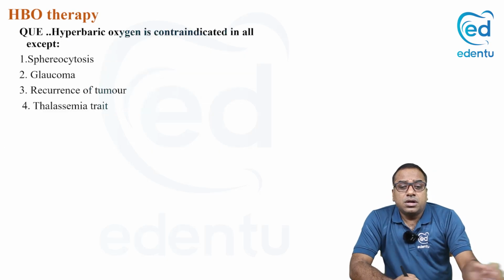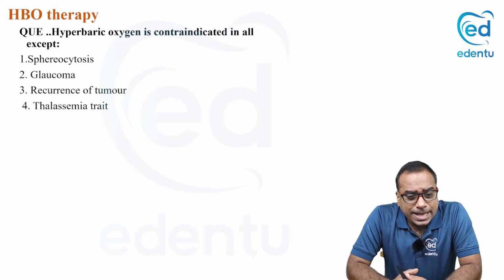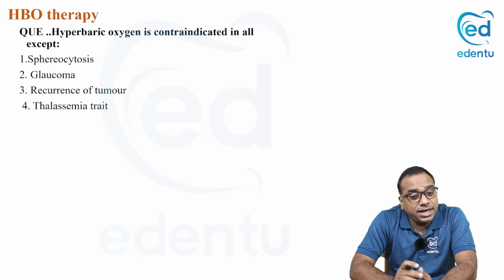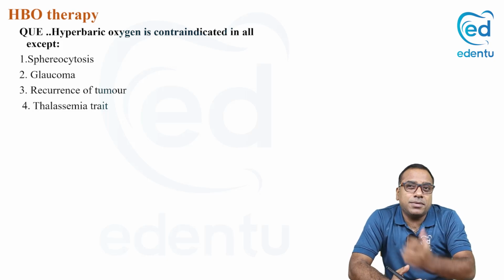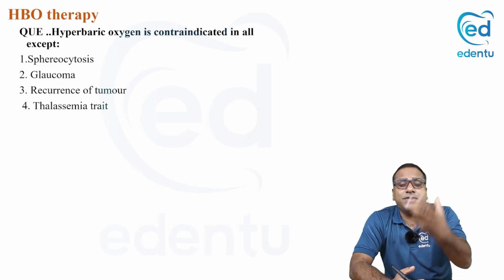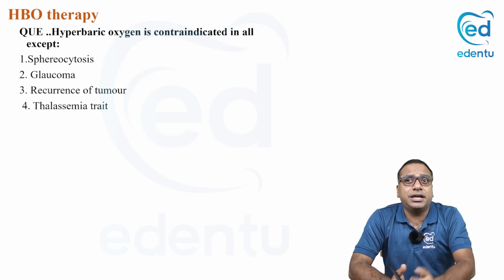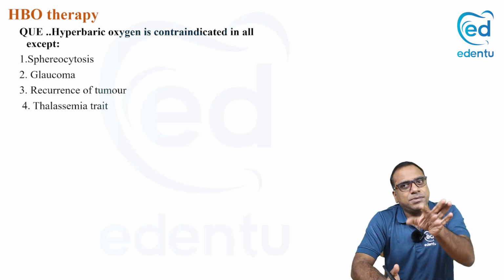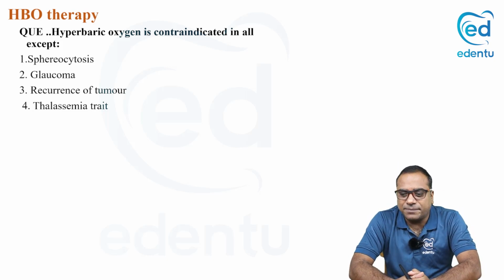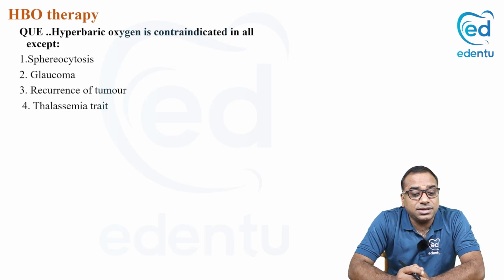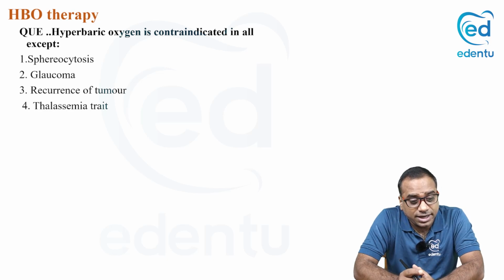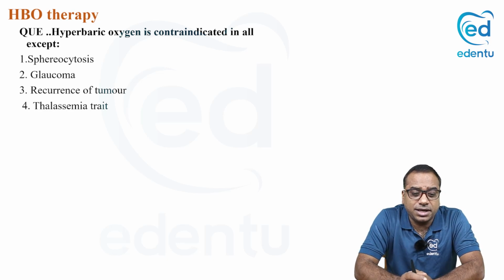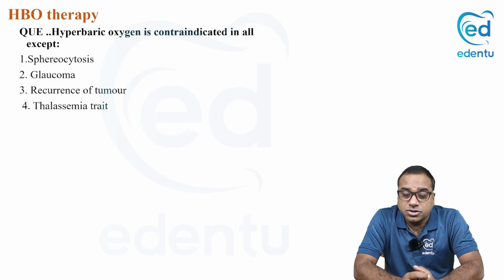So, okay, let us solve an MCQ. Hyperbaric oxygen is contraindicated in all except, so where we give it. Please remember, generally HBO therapy is very effective in the treatment of problems related to the eye, not optic neuritis but other conditions. So it is the treatment of choice. Spherocytosis, we just discussed that. It is contraindicated. Recurrence of tumor is contraindicated. Thalassemia also contraindicated, blood related. Glaucoma. So that is the answer here.